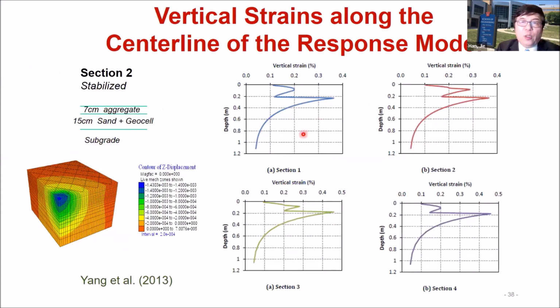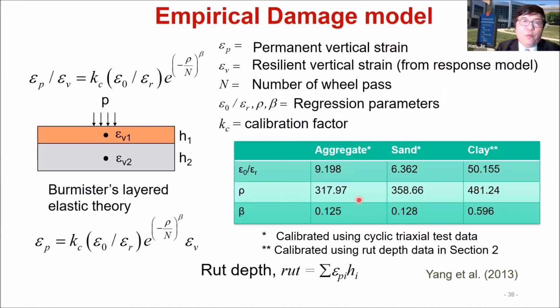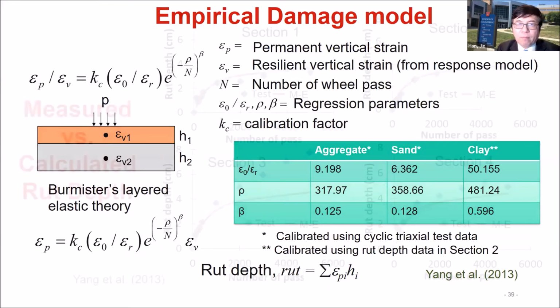residual stress with the load, we can calculate vertical stress for each section, the 4 sections here. Eventually we use this empirical model. I will not get into detail. Basically, this is the permanent deformation strain. The most important thing is the elastic strain calculated from the Burmister solution. From that, we can calculate rut depth for each layer and add them together. We determine those parameters based on the test results.